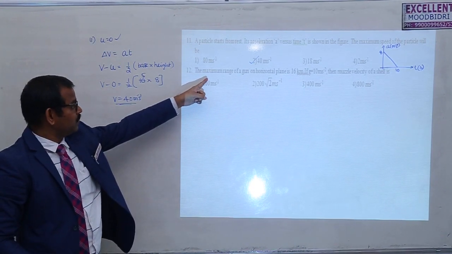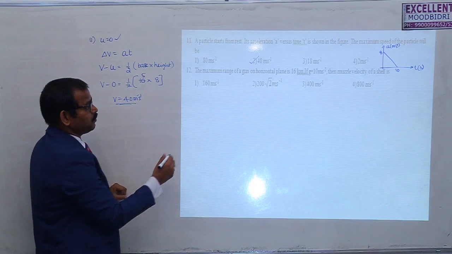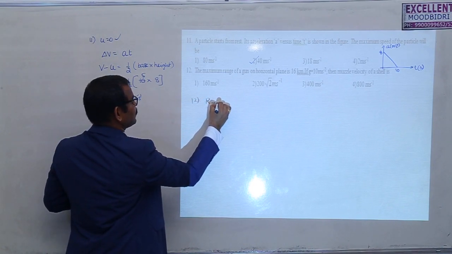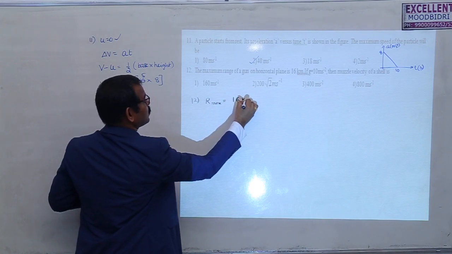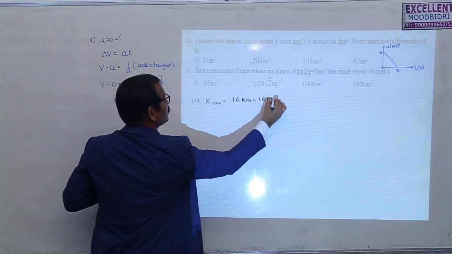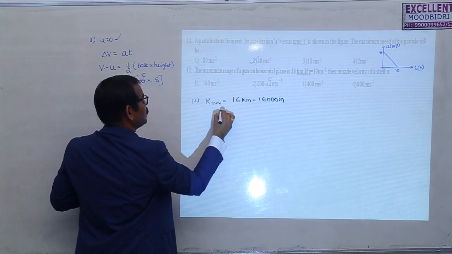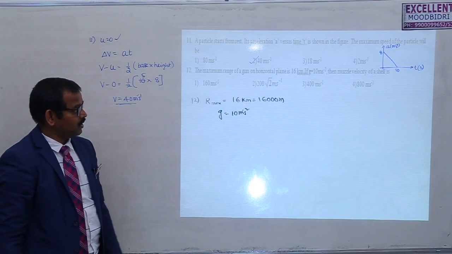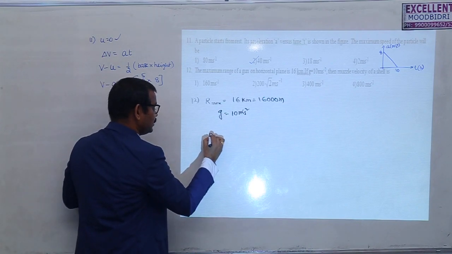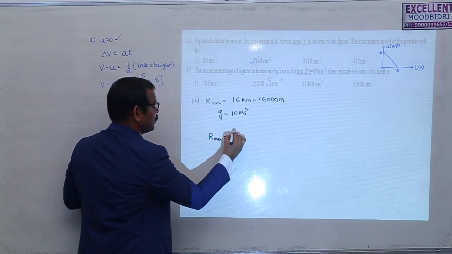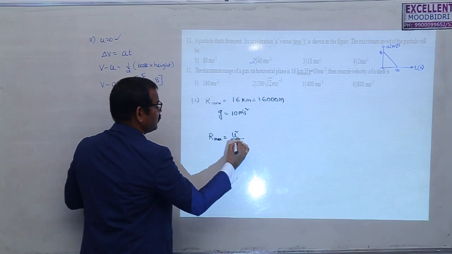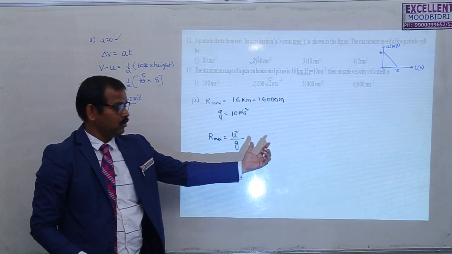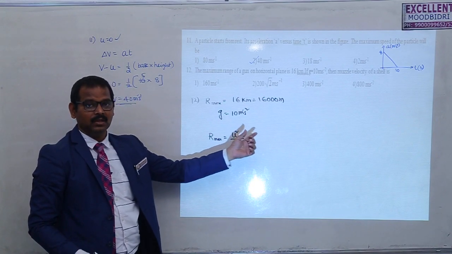Similarly, in the 12th problem, the maximum range of a gun on a horizontal plane is given by R max is equal to 16 kilometers or 16,000 meters, and small g is equal to 10 meter per second squared. What is the muzzle velocity of the gun? The range of the particle is given by u square sine 2 theta by g.